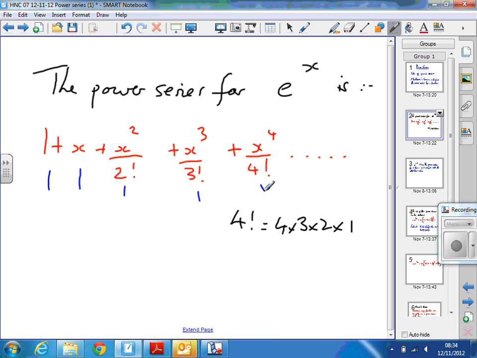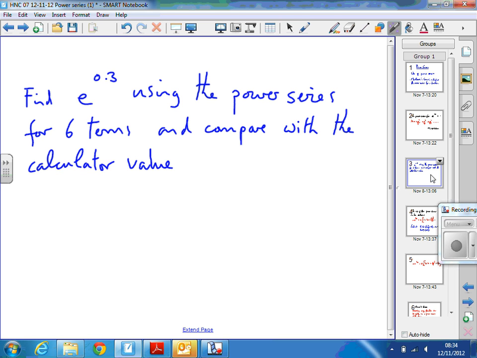So in the power series, x is just the value. So it'll be 1 plus 0.3 if we're finding e to 0.3. So first of all, write down this power series. e to the 0.3 will equal 1 plus 0.3 plus, and so on. Write down the power series for the exponential function.